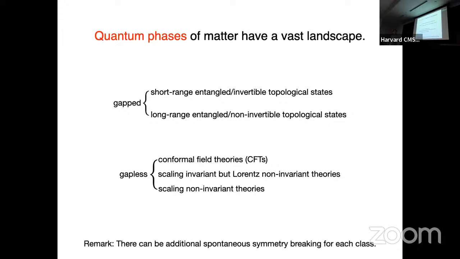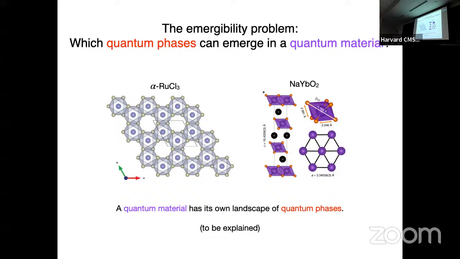But even if each of these categories is understood, this is not the end of the story, because we also want to understand which quantum phases of matter can emerge in some particular quantum material. This is what we call the emergibility problem. It's about the possibility of emergence, which is why it's called emergibility.